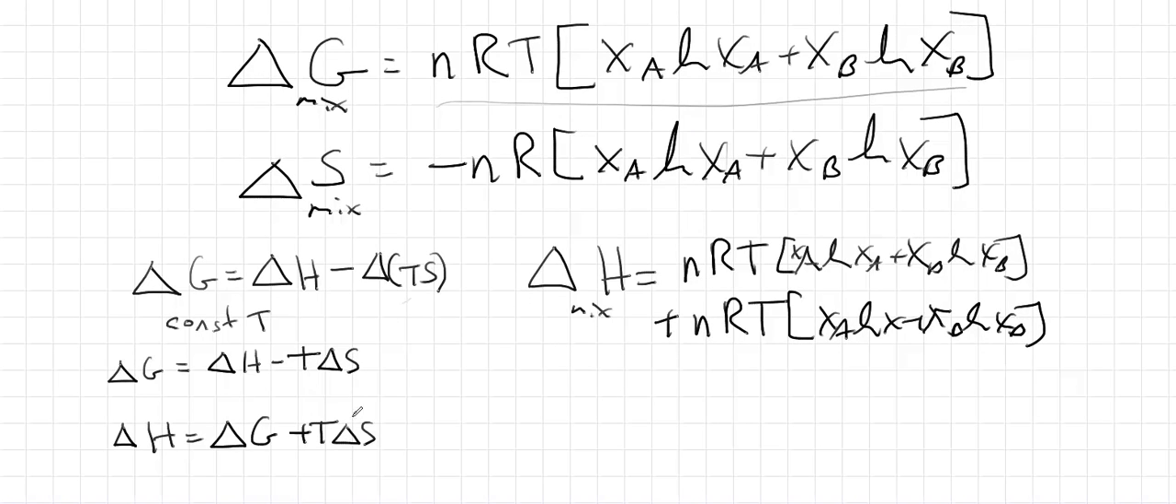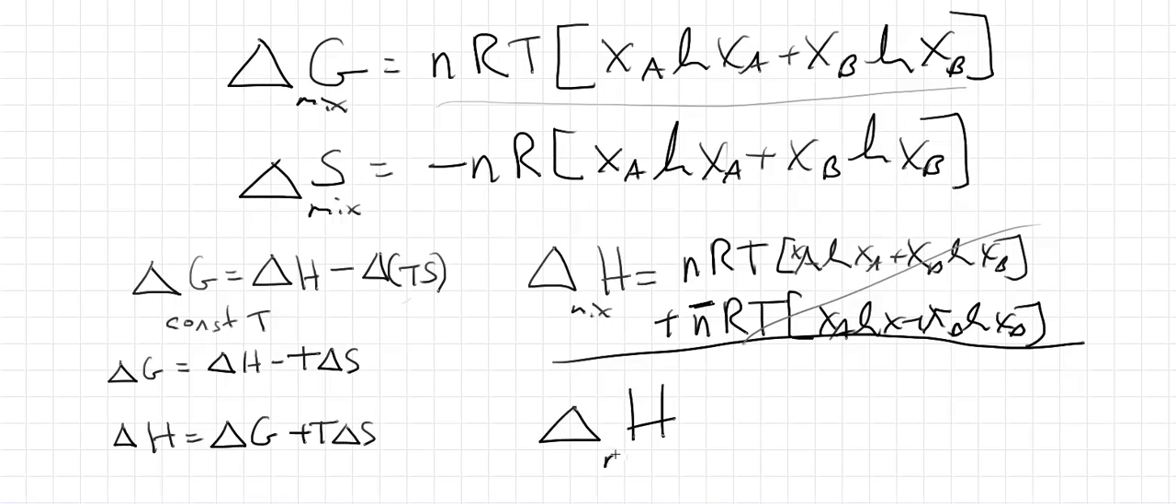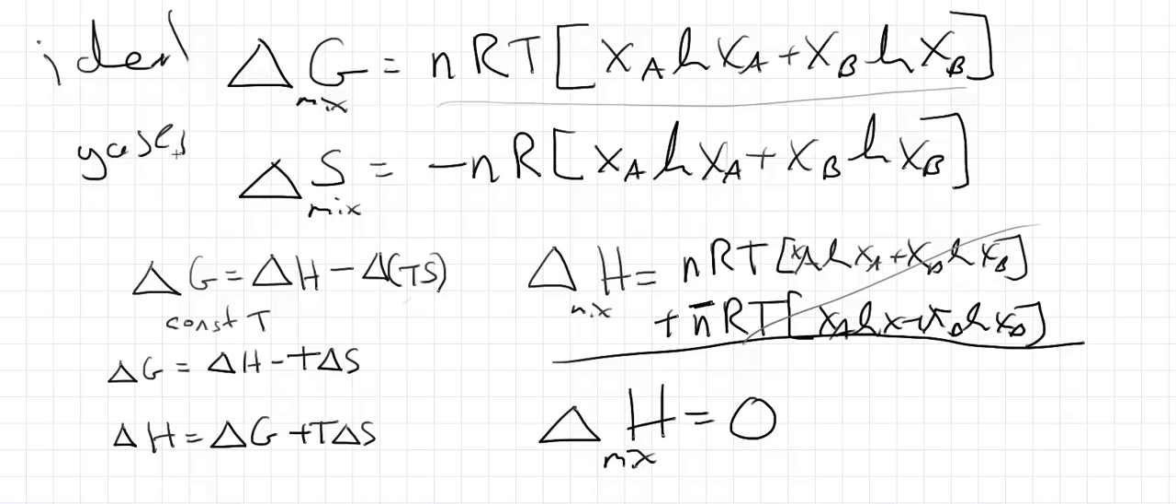And I forgot something. I forgot that delta S has a negative sign. I better put that in there. Okay, so when I add those together, what's going to happen? They're going to cancel. And we're going to get delta H of mixing for ideal gases is equal to 0. And let's go ahead and just point out that we're talking about ideal gases still.